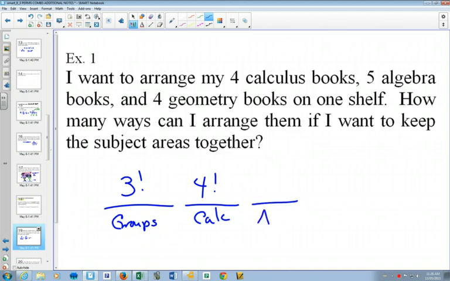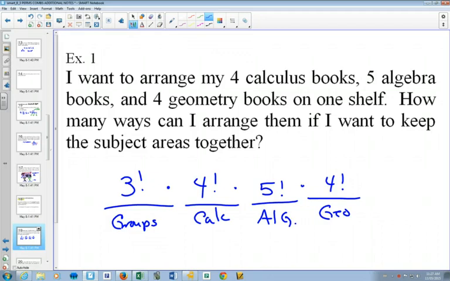Similarly, algebra, how many ways? 5 factorial, because there's 5 in that group, and 5 objects can be arranged in 5 factorial ways. And my geometry, 4 factorial. So you have 4 main decisions to make with a lot of decisions within those and choices within those. So what do we do with our spaces kind of questions? We multiply them in the end.